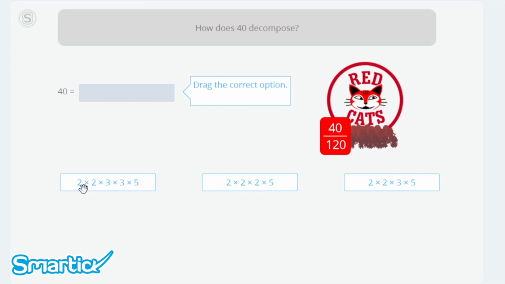Let's try this one. 2 times 2 equals 4. 4 times 3. We can't have a 3 because 3 isn't a divisor of 40, so it can't be this one. And since there's also a 3 here, it can't be this. So it has to be 2 times 2 times 2 times 5. Let's double check. 2 times 2 equals 4. 4 times 2 equals 8. And 8 times 5 equals 40. Yep. This one. Very good.